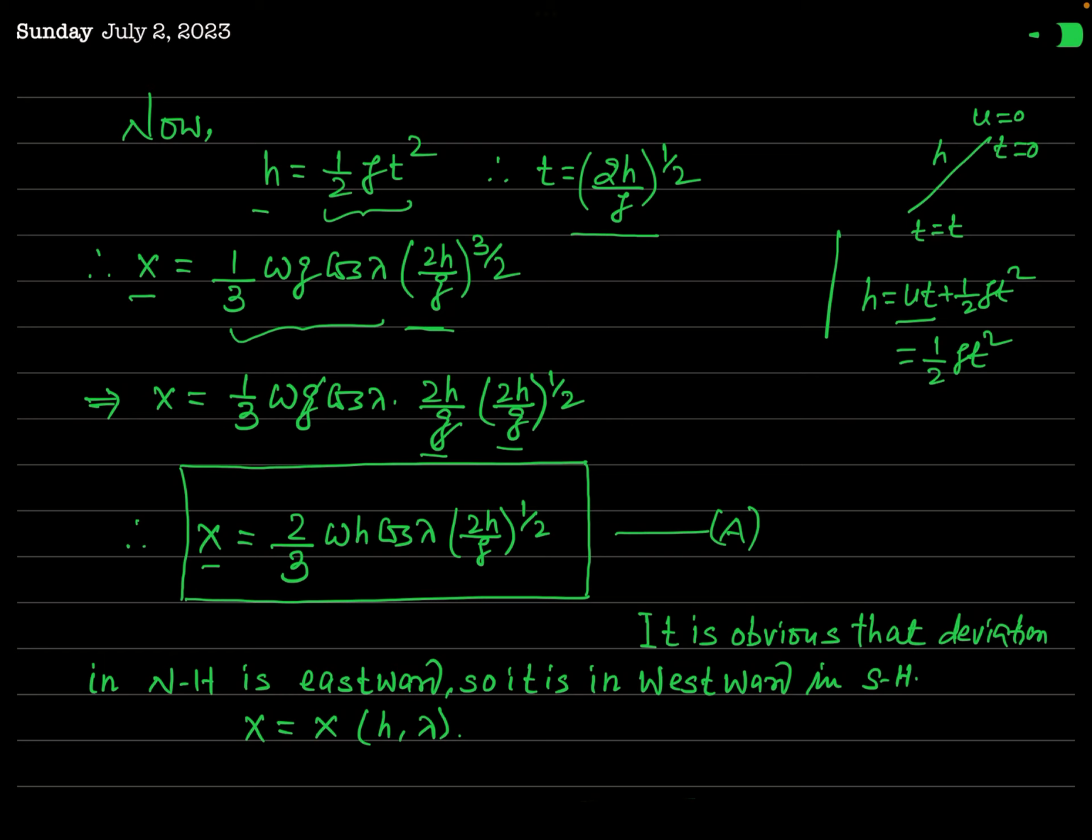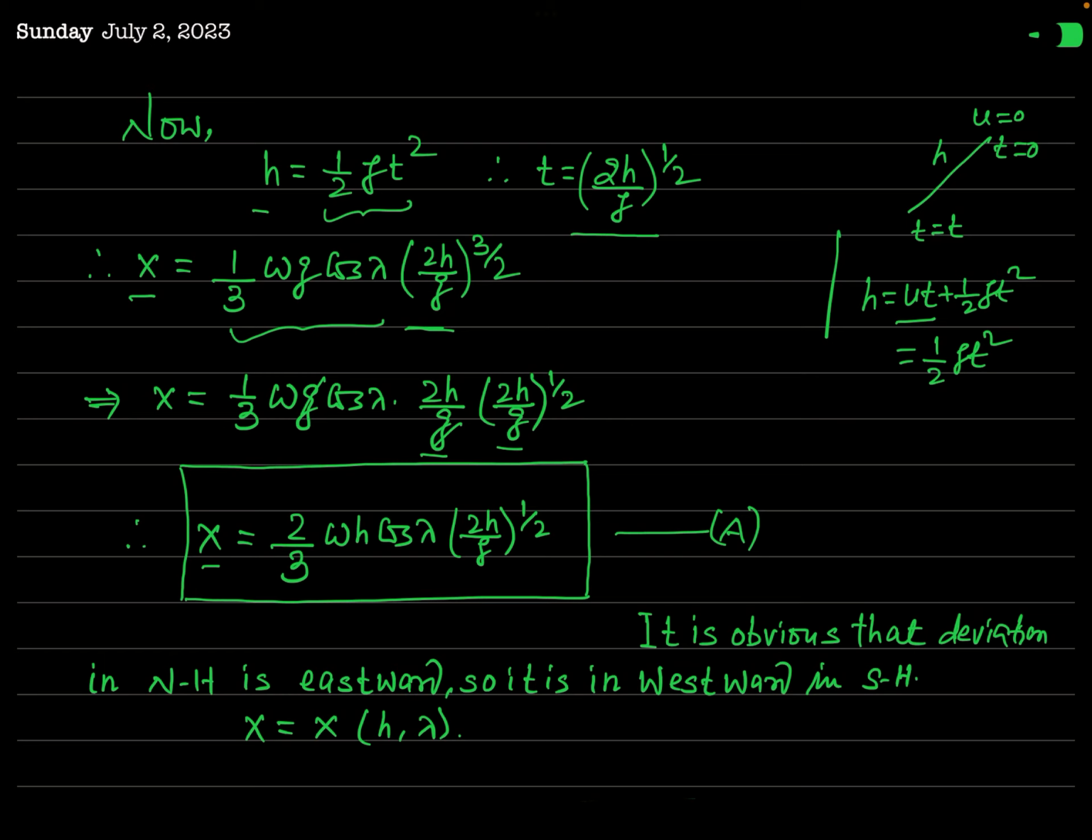Okay, and you can see that this deviation, as I have told you earlier, is in the eastward direction when the particle or the body was dropped from a point which lies in the northern hemisphere. Okay, so we can say that if the same particle is dropped from height h in the southern hemisphere, then this deviation will again take place, but the direction of this deviation will not be eastward, but westward.